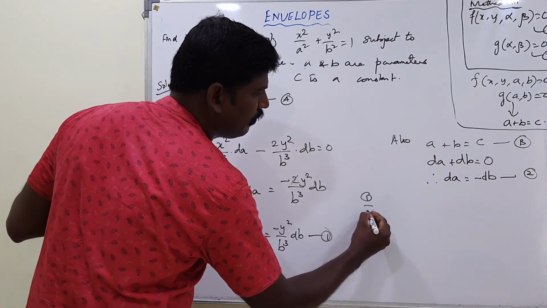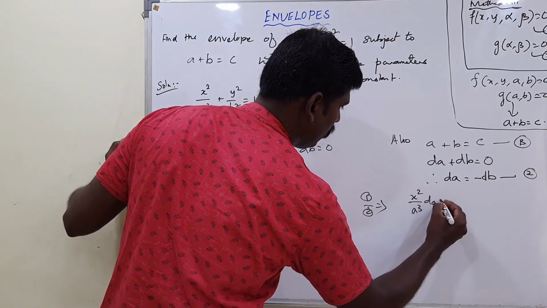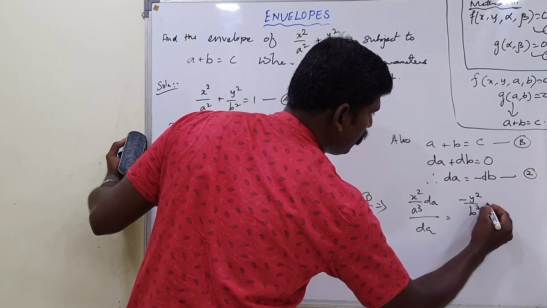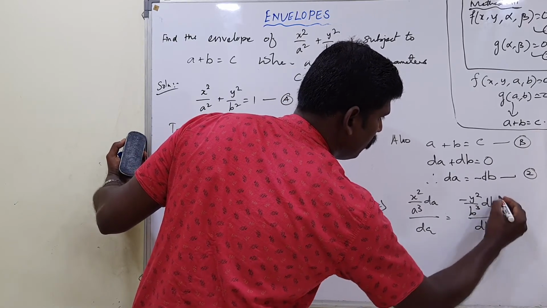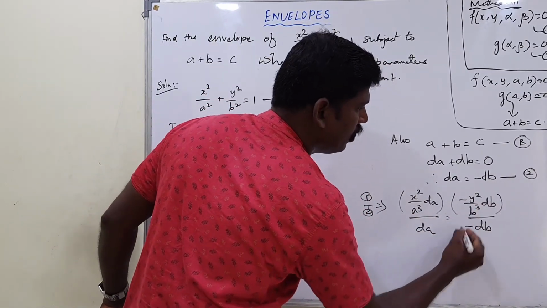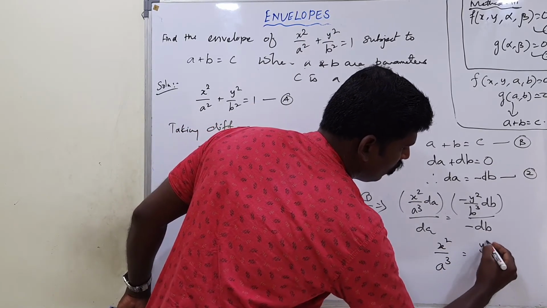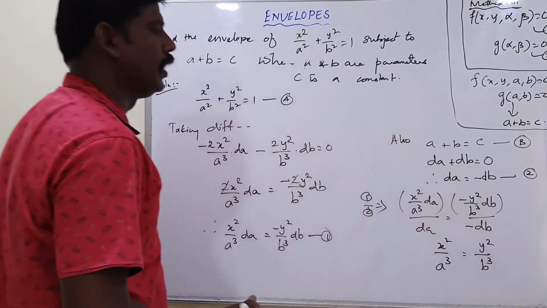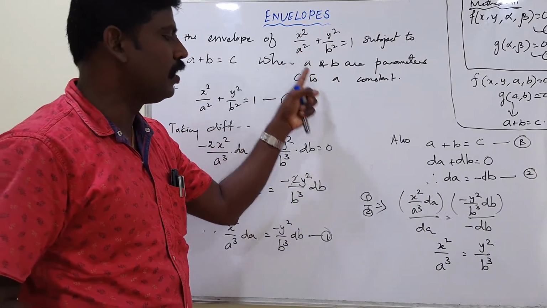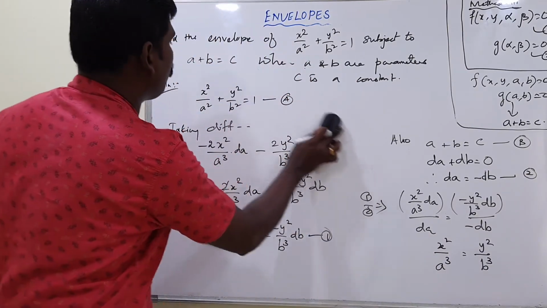I am going to divide 1 by 2. What you will get? x²/a³ into dA by dA equal to minus y²/b³ into dB by dB. So dA cancels, dB cancels, with the minus. So what you will get? x²/a³ is equal to y²/b³. Now how to make this equation into the form of the given equation, x²/a² and so on, the given family of curves?